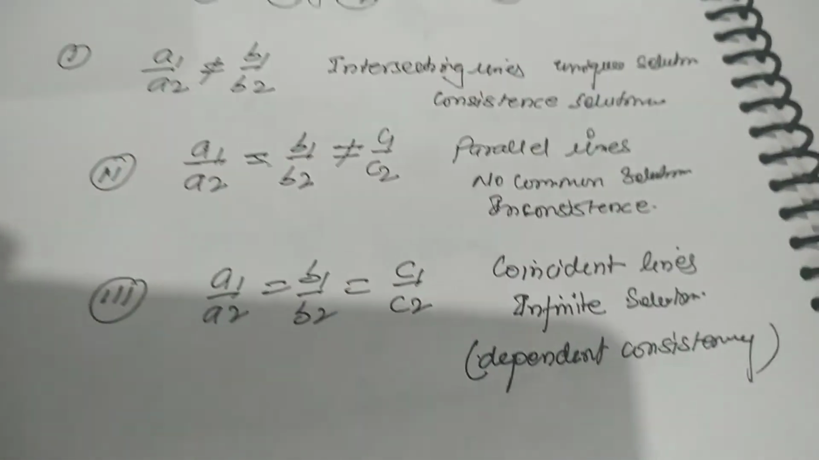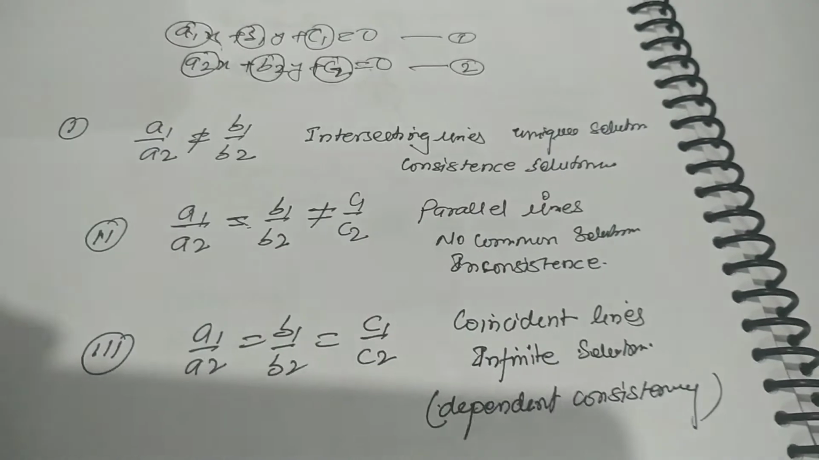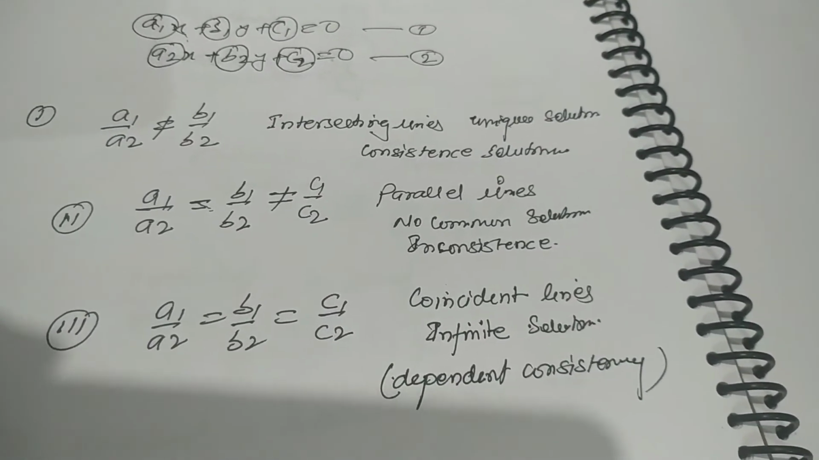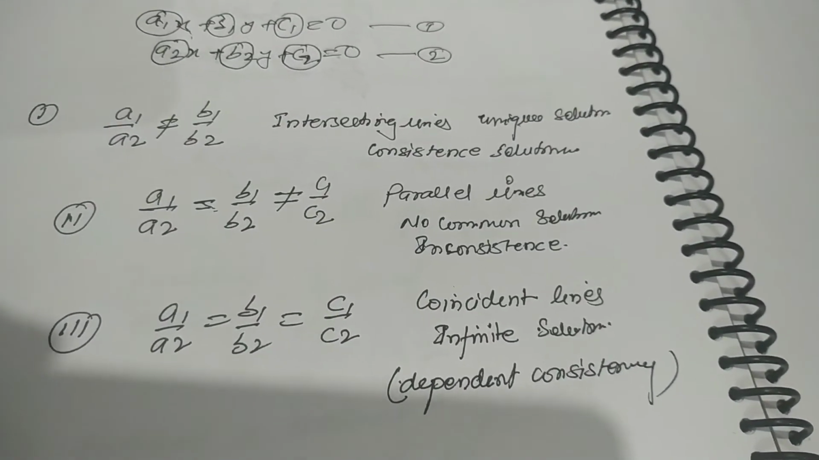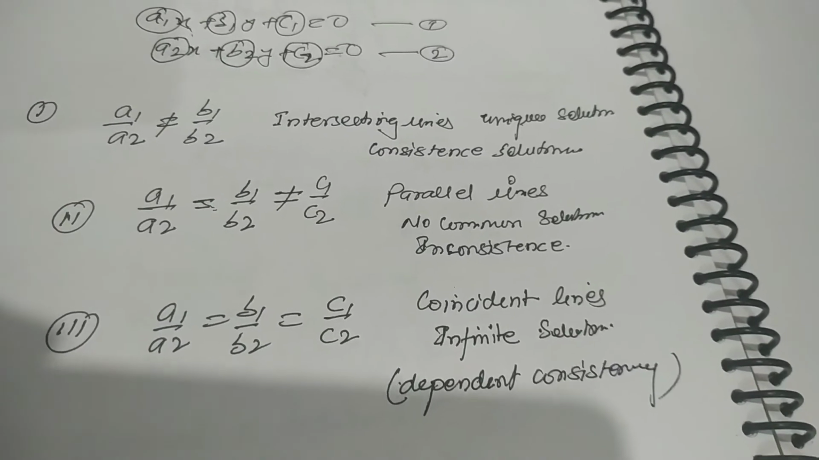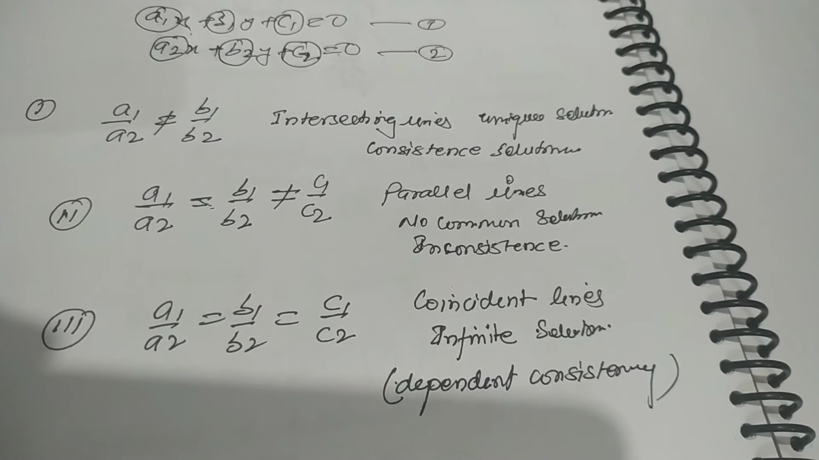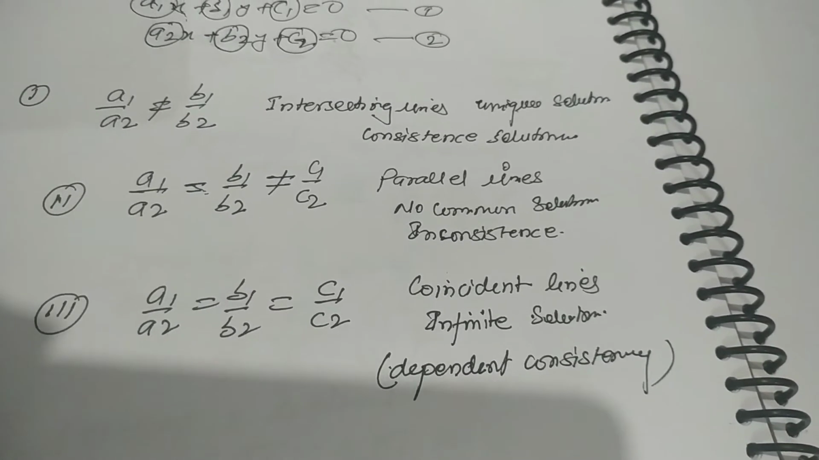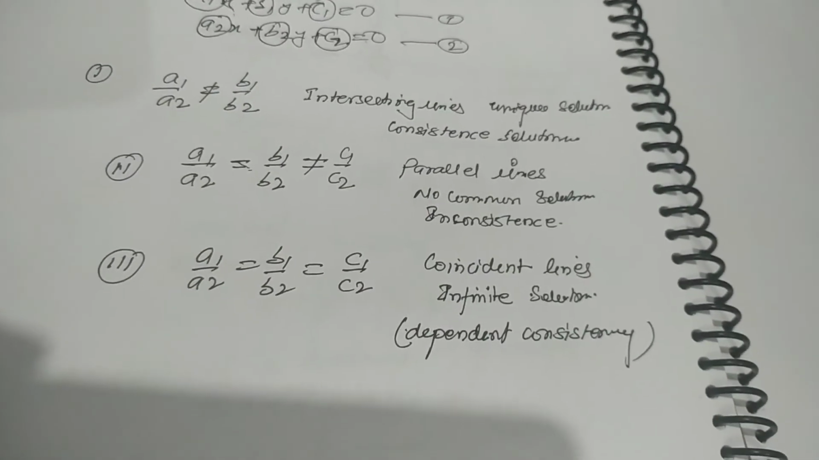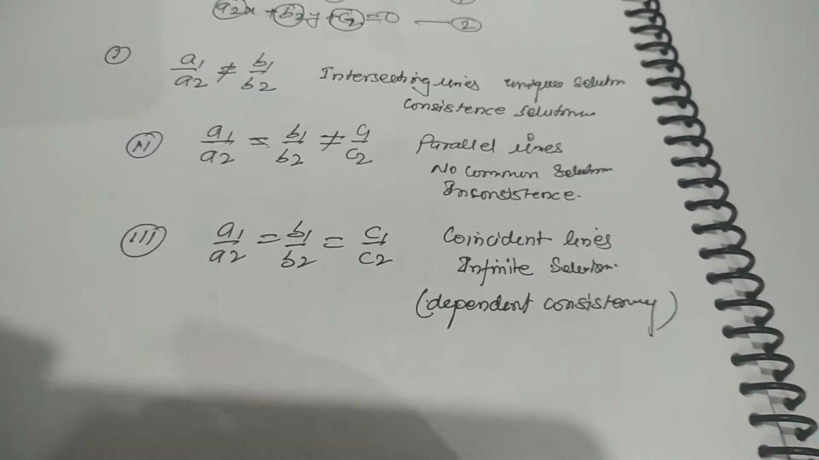Dependent consistency means that if we put one value of x, then we will always get the value of y. If we solve equation number 1, we will get the same solution for equation number 2. Such a type of solution is called dependent consistency.